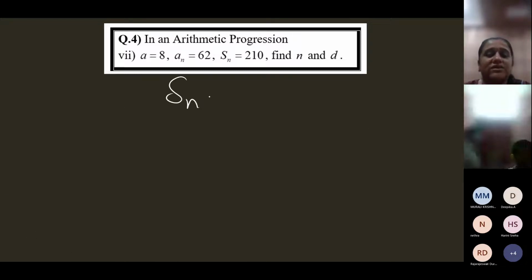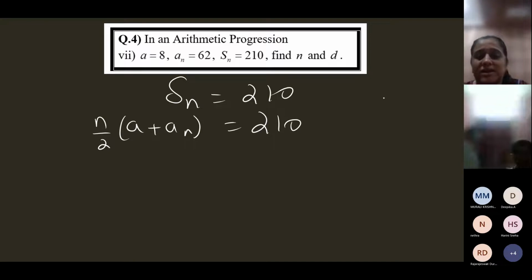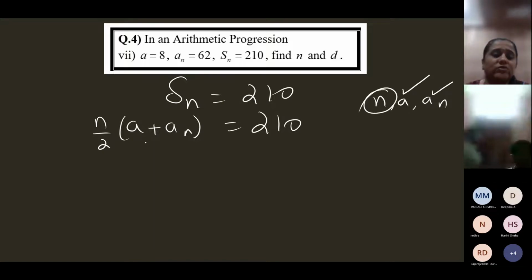Again, Sn is equal to 210. N by 2 of the first term plus the last term is equal to 210. The unknowns here are N, A, and an. We know an, 62. We know A, 8. We don't know N. So when you substitute here, you can find the value of N. And once you find N, it's easy to find D because you know an is 62.